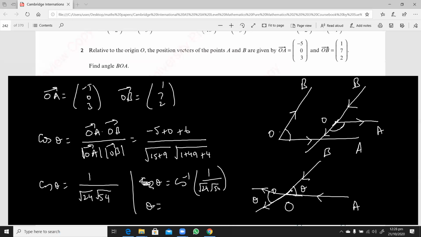What is this angle? Sir, shouldn't we take 25 instead of 15? 15? Where is 15? Inside the magnitude of OA. Why did I write here 15? 5 square is 25. Oh, what? You see, you're 100% right, beta. This had to be 25 because 5 square is 25.